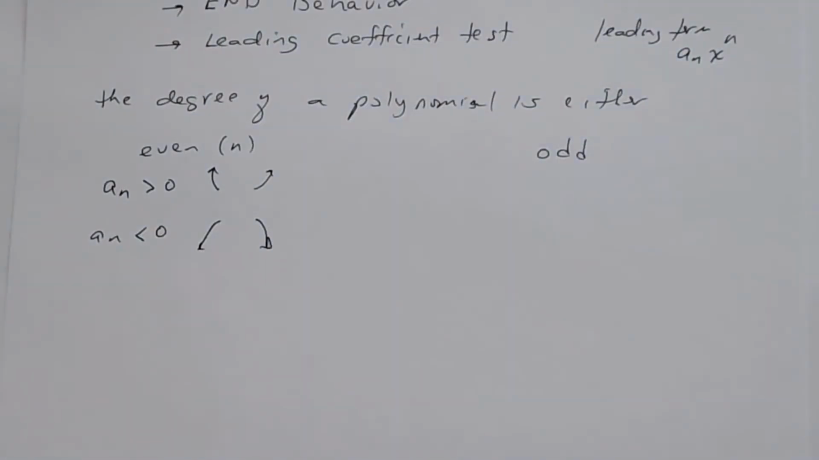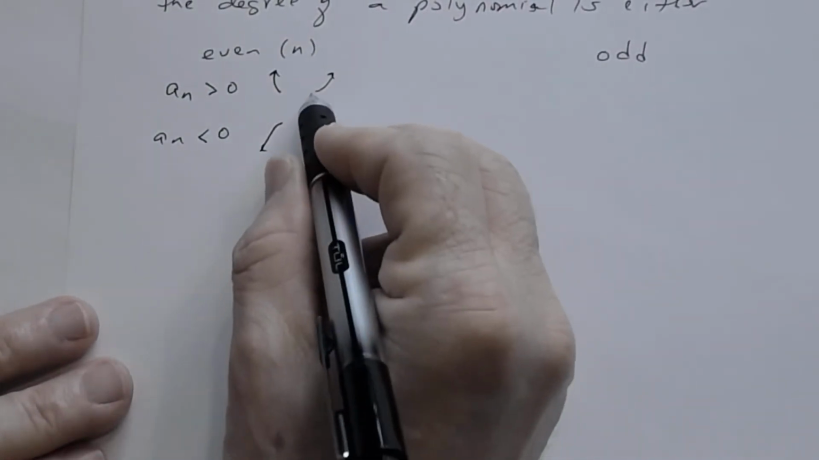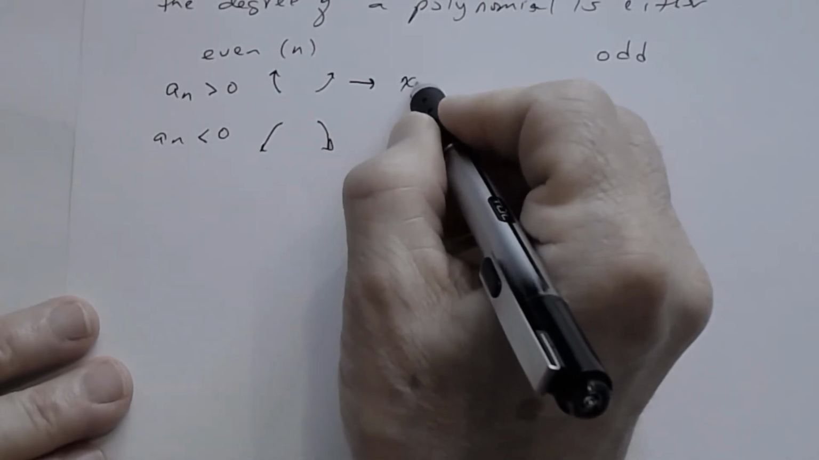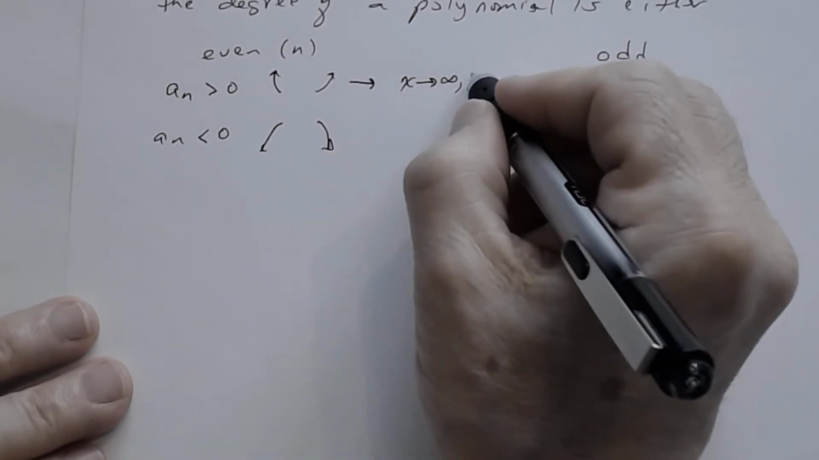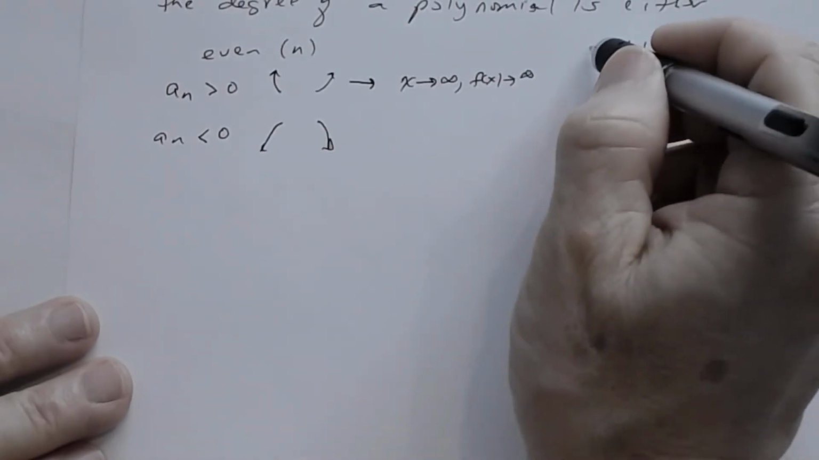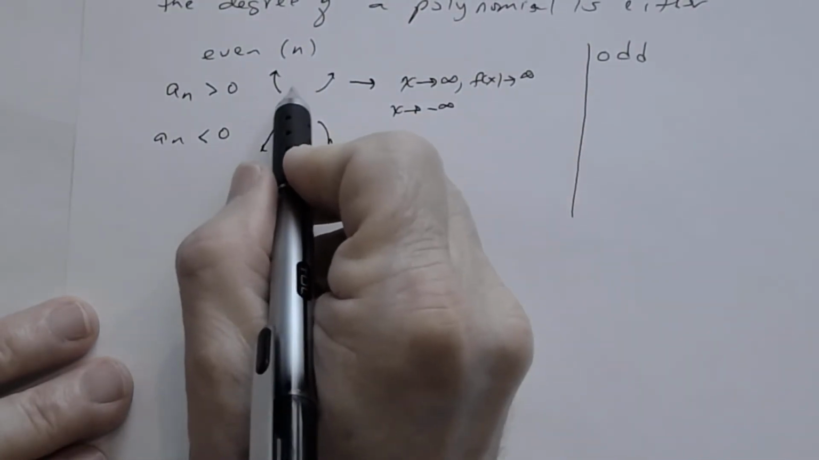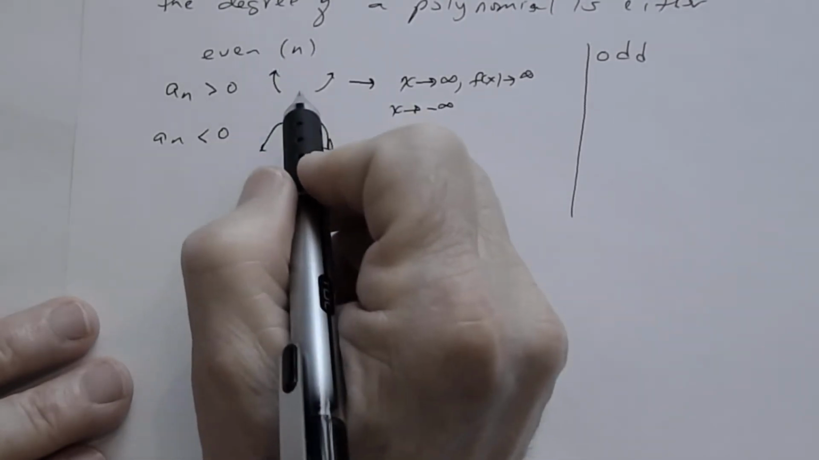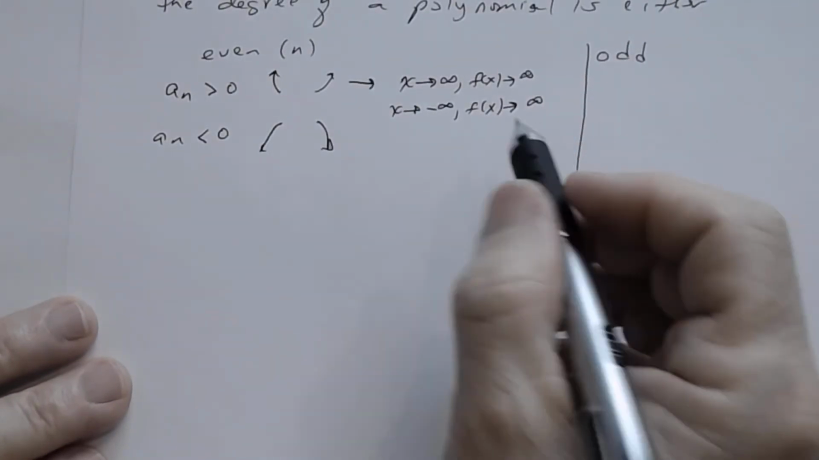Okay, now one other thing I've got to remind you about, the notation. So remember this right here means this. As x approaches infinity, so as x gets bigger and bigger and bigger, your y values, f of x, approach infinity. As x approaches negative infinity, so as x gets smaller and smaller and smaller, your y values approach positive infinity.